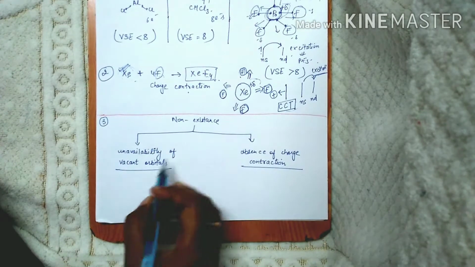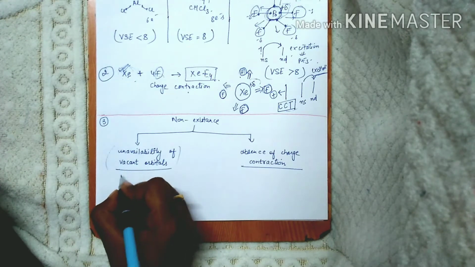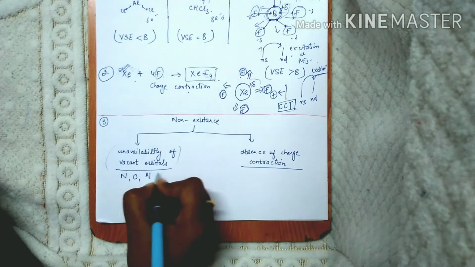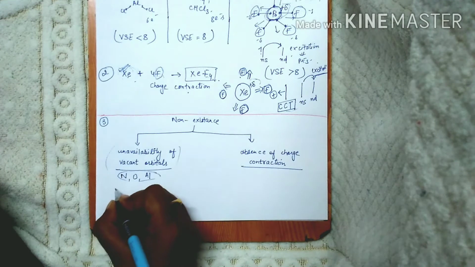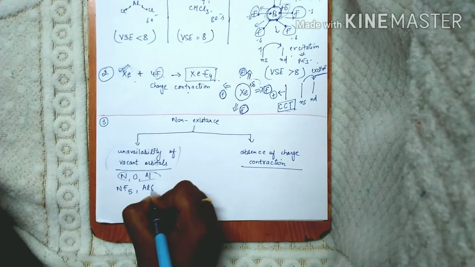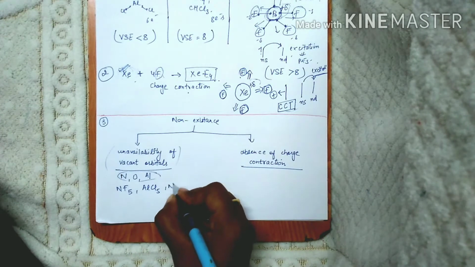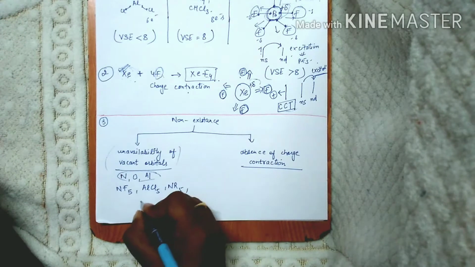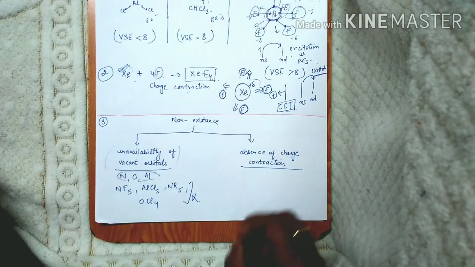So for this unavailability of vacant orbitals, for example, in some cases of nitrogen, oxygen, aluminium, some compounds of these do not exist. For example, NF5. AlCl3 exists, but AlCl5 does not exist. Your NR5, R is your N-alkyl group. Your OCl4, all these types of compounds do not exist.